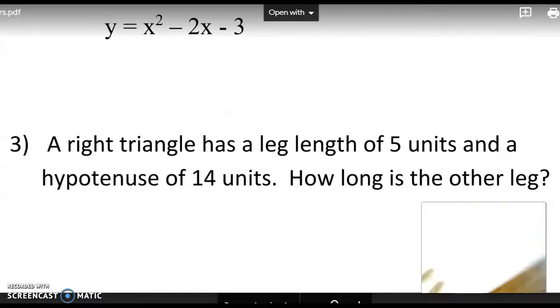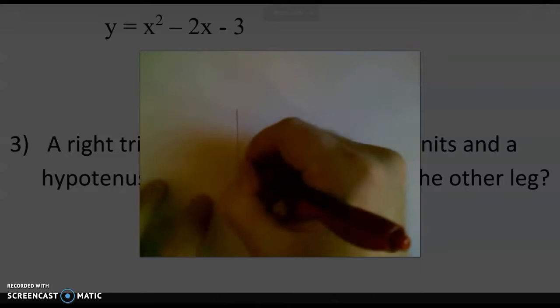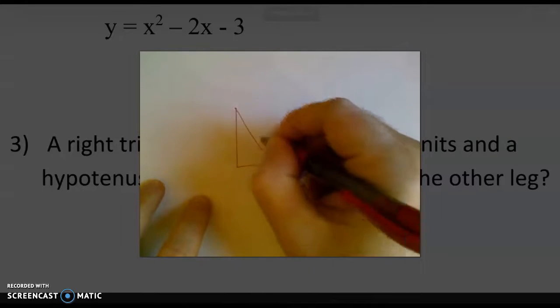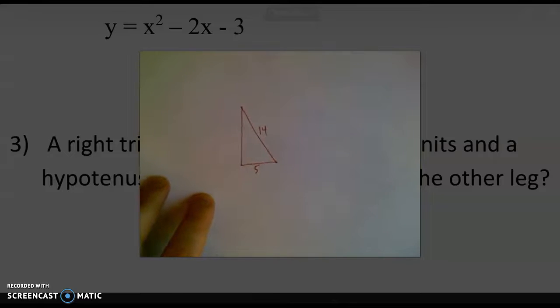And the last one, we have a right triangle with a leg length of 5 units and a hypotenuse of 14. How long is the other leg length? So leg length of 5 and a hypotenuse of 14. Let's just make it look like this. How long is the other leg length?